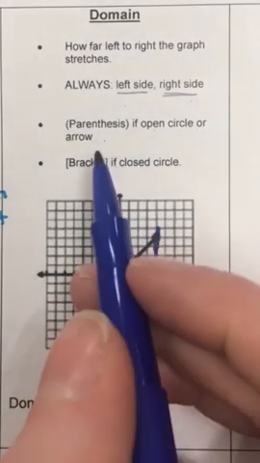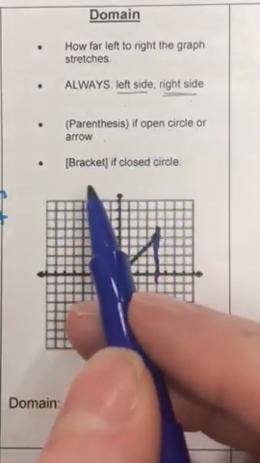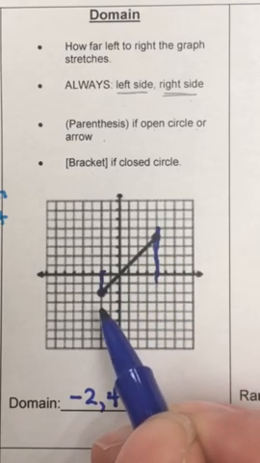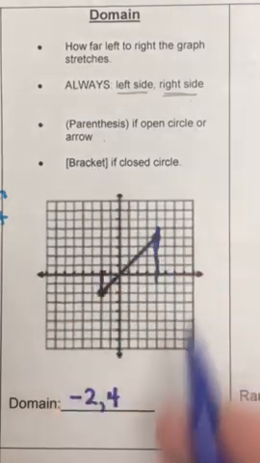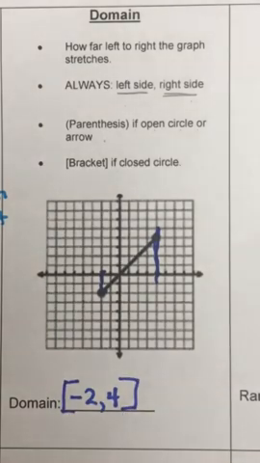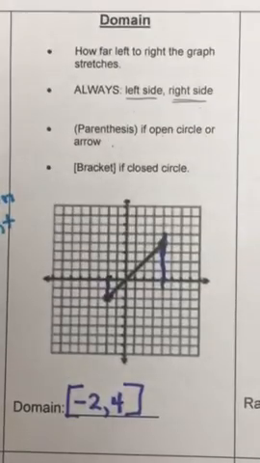Now, let's go back to this whole parentheses and bracket idea. These both had closed circles on the ends, okay? So if it's a closed circle, you'll use a bracket next to those values. Okay, and that is how you do domain.